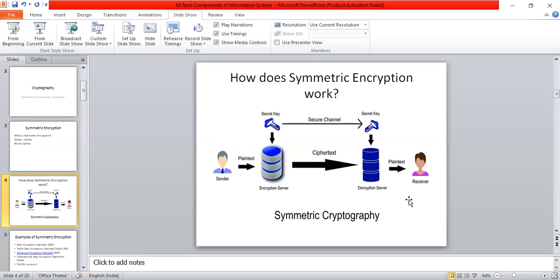What is the goal of symmetric encryption? It is to secure sensitive, secret, or classified information. It is used daily in many major industries like defense, aerospace, banking, healthcare, and many other applications or industries. And how it works, we already discussed.